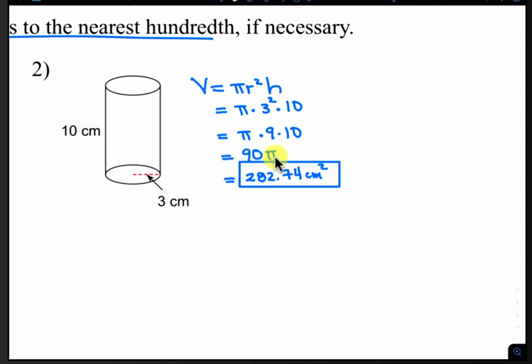Putting this in the calculator and using the pi button, we get 282.74, and that would be centimeters cubed. So that's the answer to number 2.